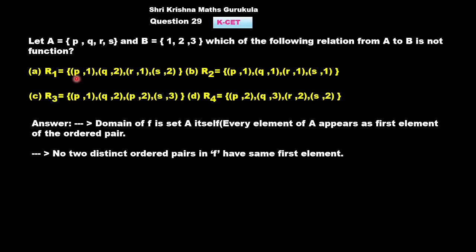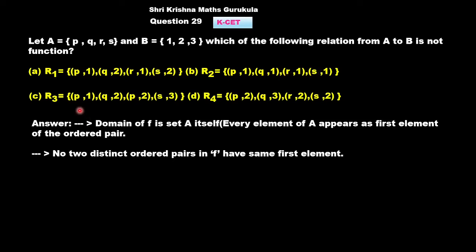So let us check. Yes, P is the first element, Q, R, S. So first condition is satisfied. That means all the elements of the domain set have an image. So first condition is satisfied in this case. Let us check for the second option also, that is option B. P, Q, R, S. First condition for it to be a function is satisfied.